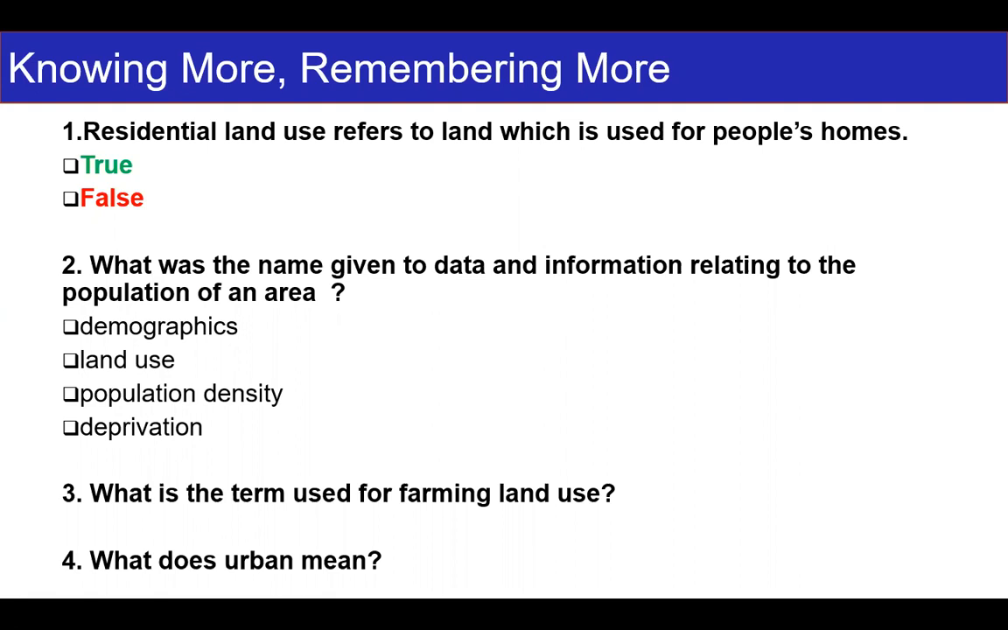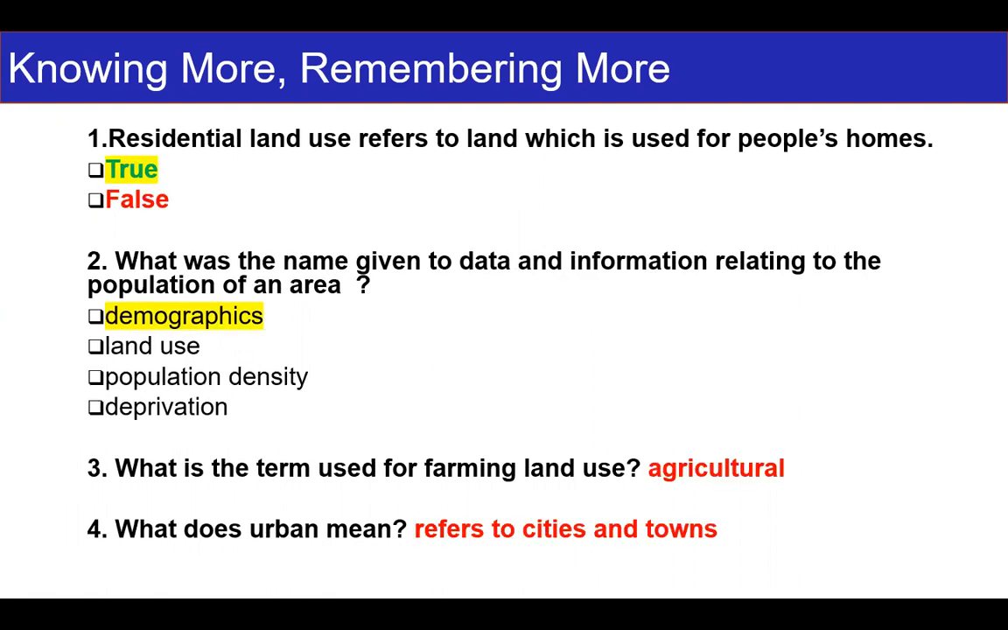Okay, let's go through them. Number 1, residential land use refers to land which is used for people's homes is true. Number 2, the name given to data and information relating to the population of an area is demographics. Number 3, the term used for farming land use is agricultural. And number 4, urban refers to cities and towns.